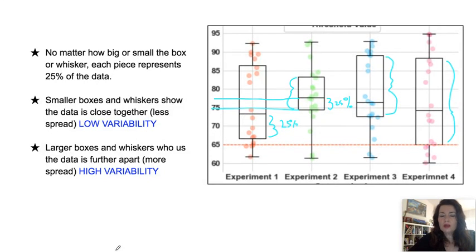So smaller boxes and whiskers show the data is closer together, and that means that is low variability. And larger boxes and whiskers, further apart, means that you have high variability, so the spread is much further.